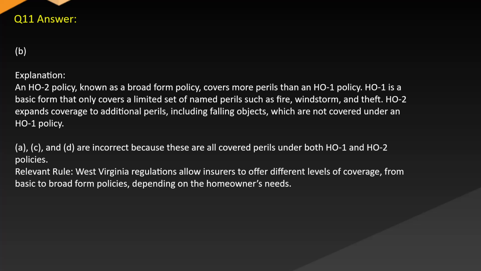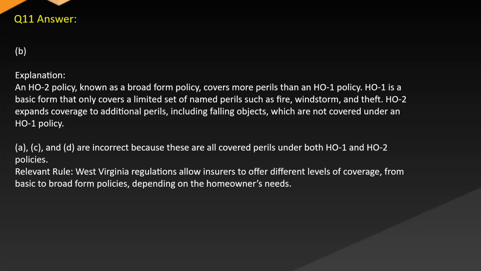Answer: B. Explanation: A HO2 policy, known as a broad form policy, covers more perils than a HO1 policy. HO1 is a basic form that only covers a limited set of named perils such as fire, windstorm, and theft. HO2 expands coverage to additional perils, including falling objects, which are not covered under a HO1 policy. A, C, and D are incorrect because these are all covered perils under both HO1 and HO2 policies.